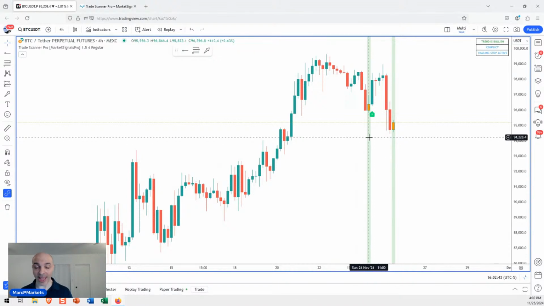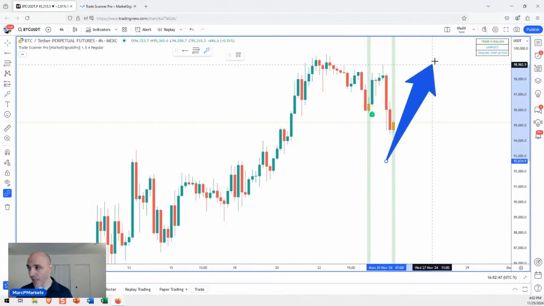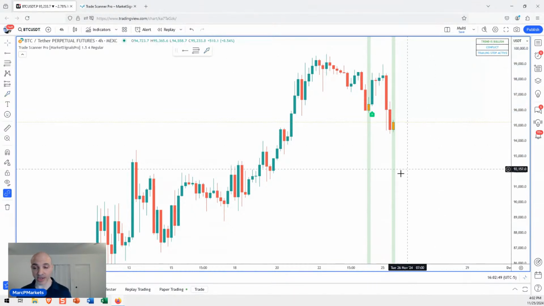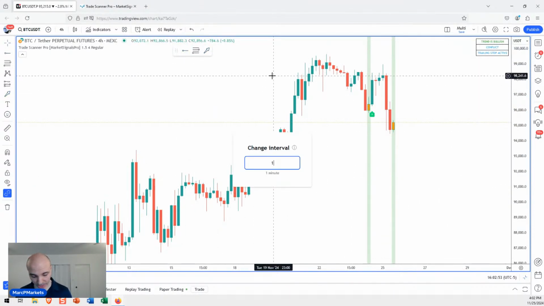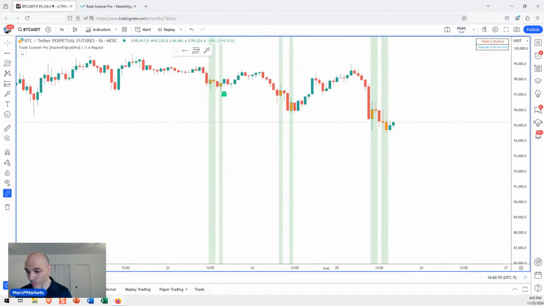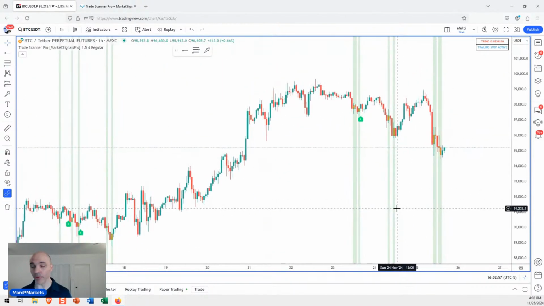Now, I knew that because you're looking at the general structure, right? Don't rely on this by itself. It's not a good idea. Look at the general structure. So let's go back to our hourly, right? General structure. I think it's pretty straightforward that this is a bullish trend.